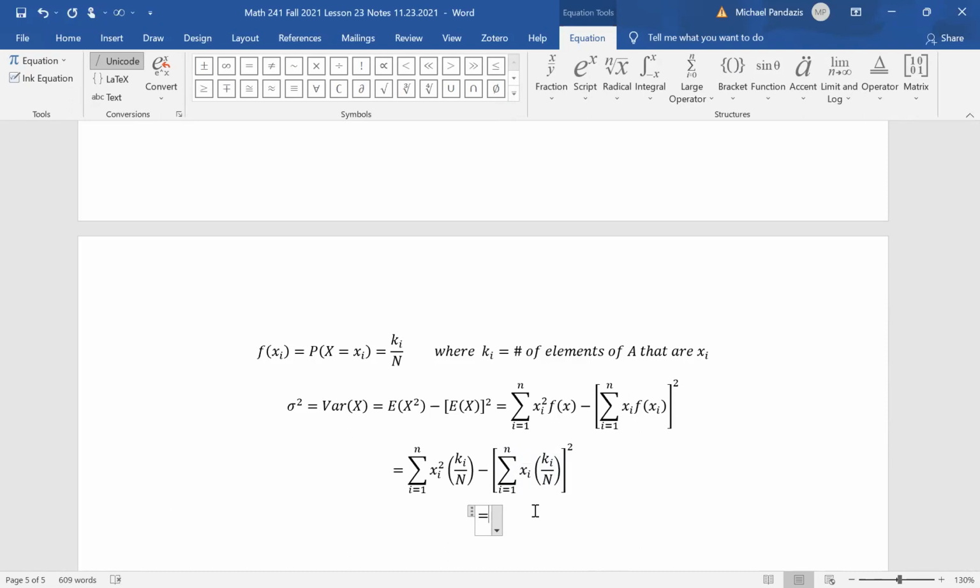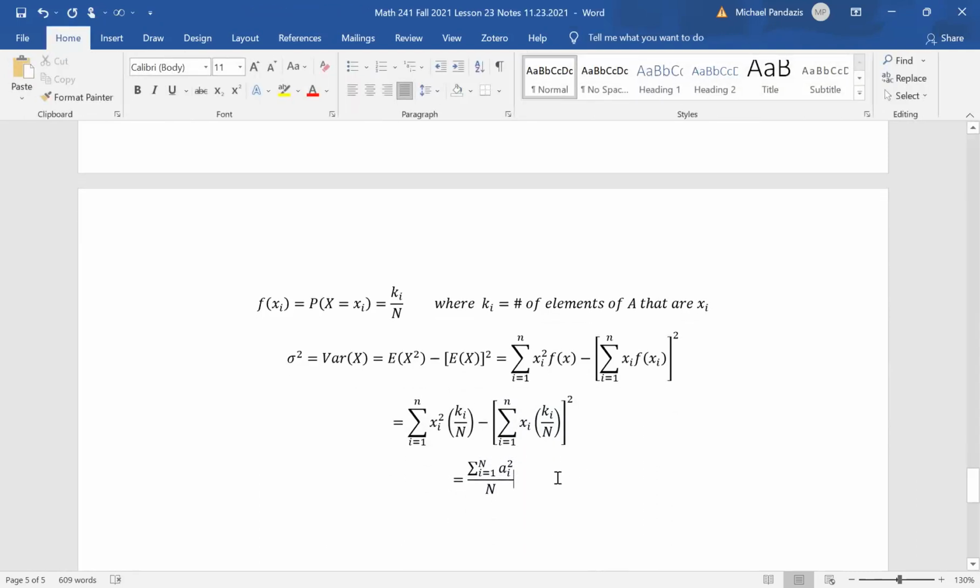And so this is equal to the sum over capital N, the sum from I equals 1 to capital N of a sub I squared. Because you're just taking each possible value of x sub I, squaring it, and then multiplying it by the number of times x sub I appears in the set. Equivalently, you could just add up the squares of all the a sub I's.